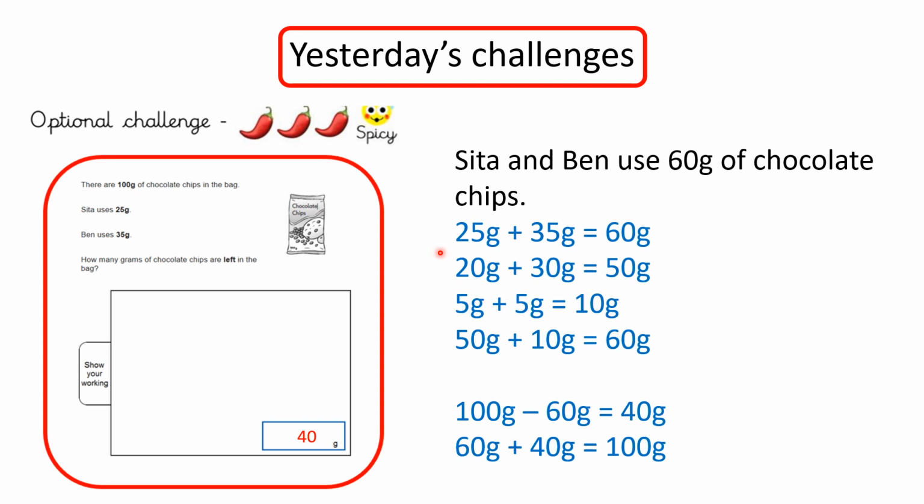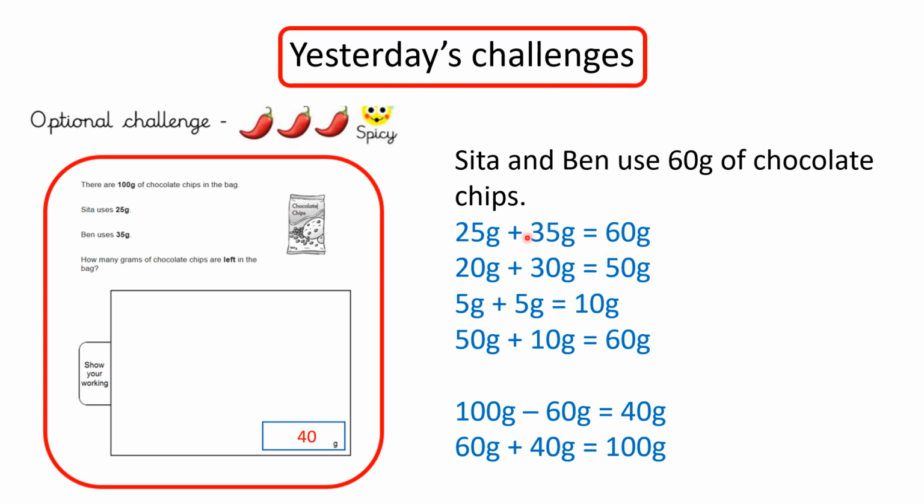So I found that Sita and Ben use 60 grams of chocolate chips altogether. I knew that Sita used 25, so my number sentence said 25 grams, add, and I knew that Ben used 35 grams. So I did 25 grams, add 35 grams, which gave me 60 grams altogether.